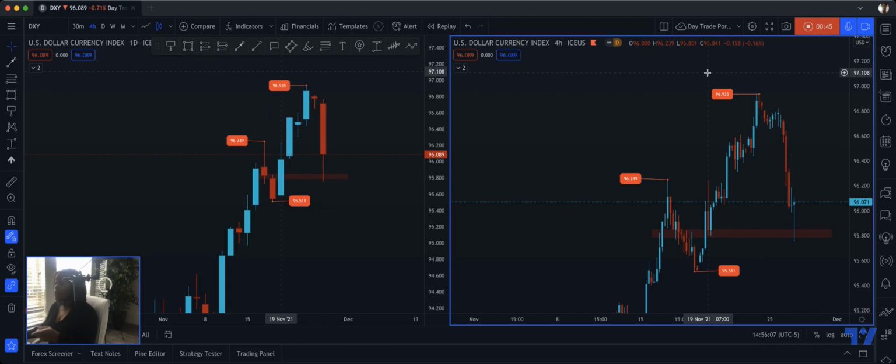So let's go ahead and let's get into it. And then I'm going to be taking a look at USDDKK just so you guys can see what I mean, because we're going to do what's called correlating, and we're going to positively correlate the dollar index with USD DKK.